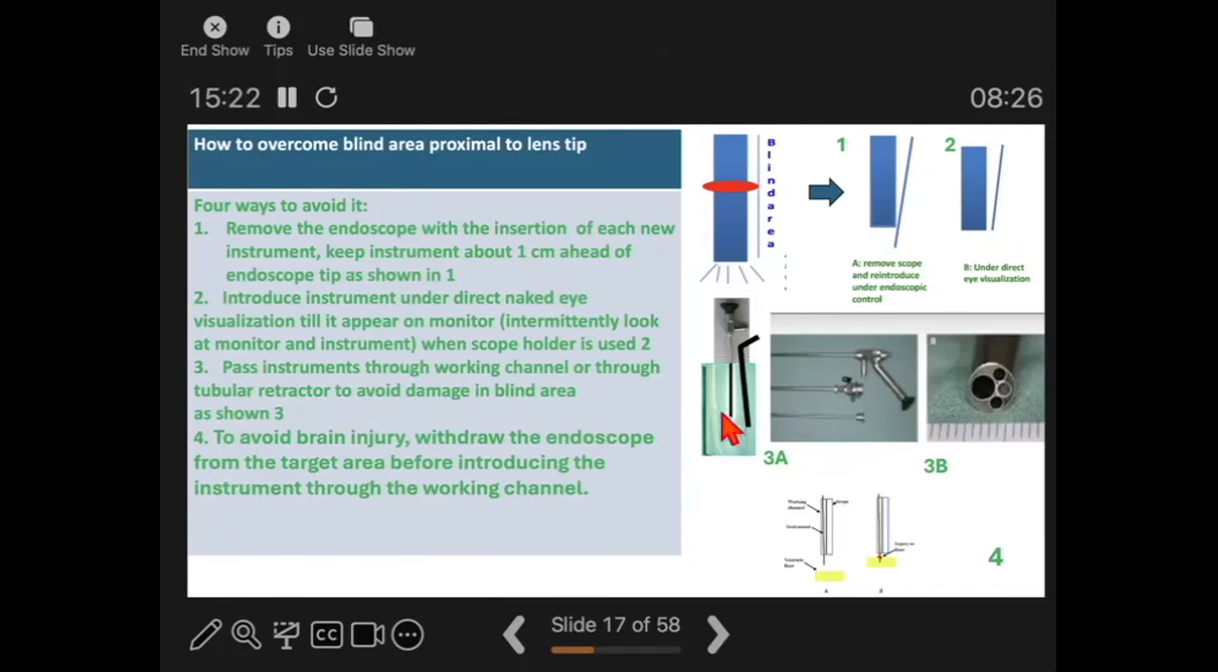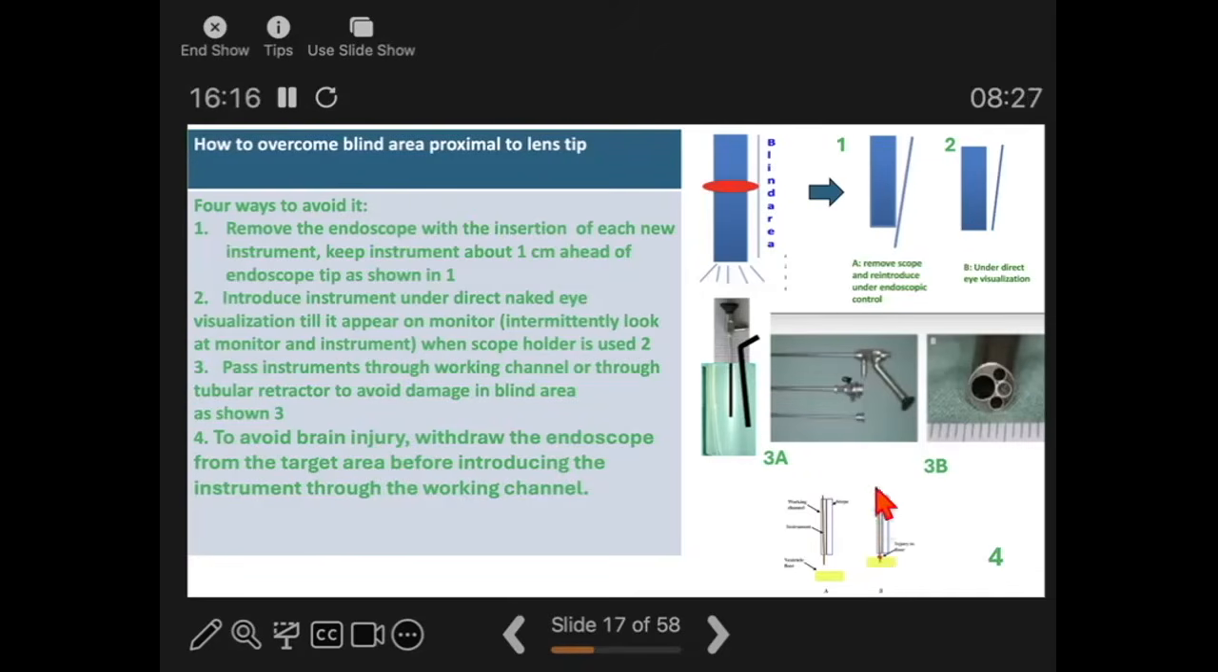Third, in the endoscopic surgery, we all are aware that anything proximal to the endoscopic tip will not be visualized. So when you introduce instrument in this blind area, there may be injury to the brain. Keeping a tubular retractor will protect the surrounding brain from injury. If you pass instrument through the working channel, that also protects. Instrument coming suddenly from the working channel can injure the field very close to endoscopic tip.